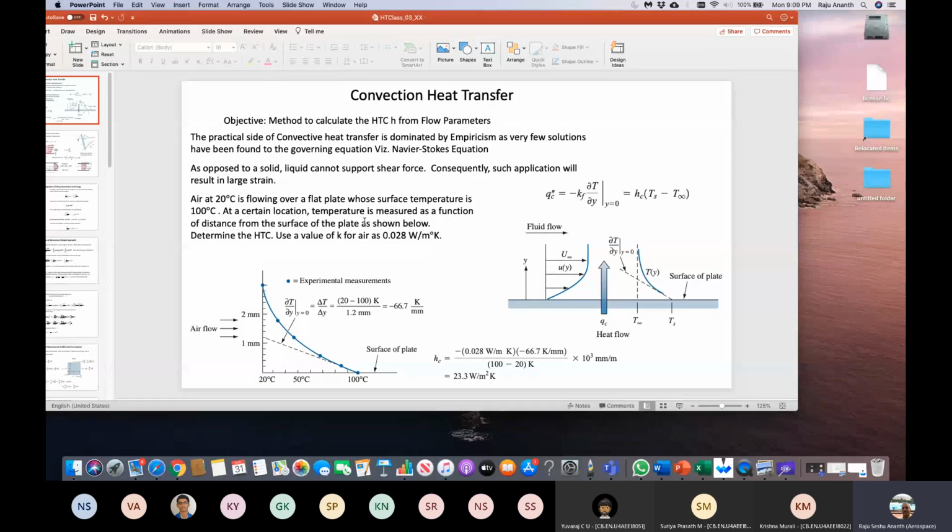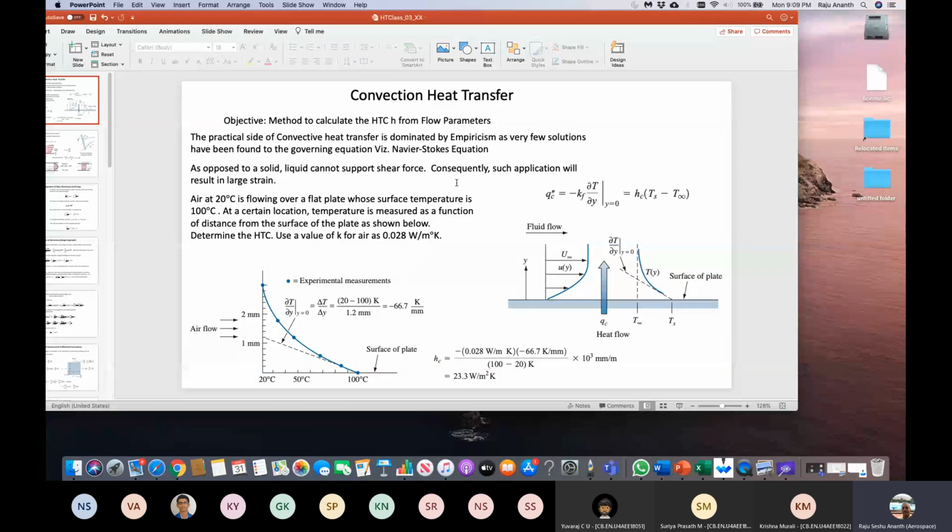All right. So the one difference between a solid and a fluid is that the fluid cannot support a shear force. In other words, if I apply a force in a shear direction, it will continuously strain. The fluid will not stay in one place. It will continuously, completely translate.